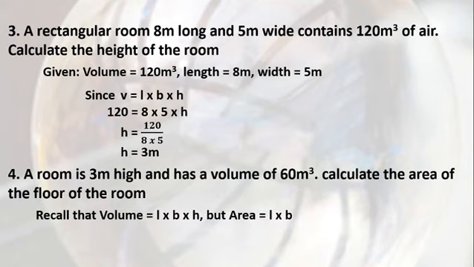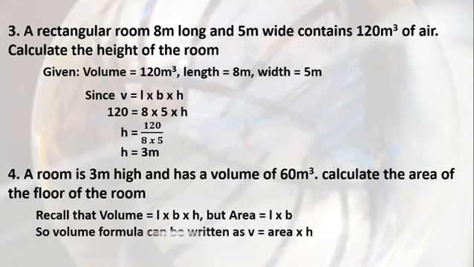So if you bring that out of the volume, it means that your volume will be equal to area times height, because area is length times breadth. If you multiply that by the height, then you get the value for the volume. So our area in this case will be 20 meters squared. If the volume is equal to area times height, and we know the height to be 3, then 60, which is the volume, is equal to 3 times our area. Then we divide both sides by 3 and we get 20 meters squared.